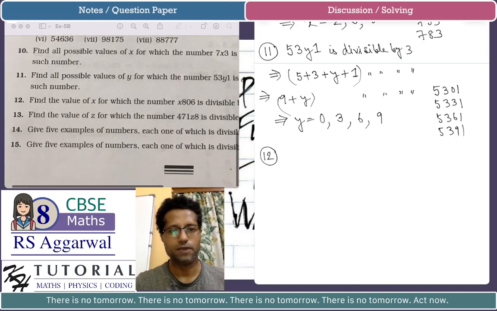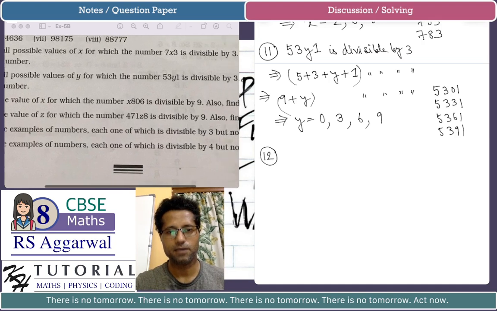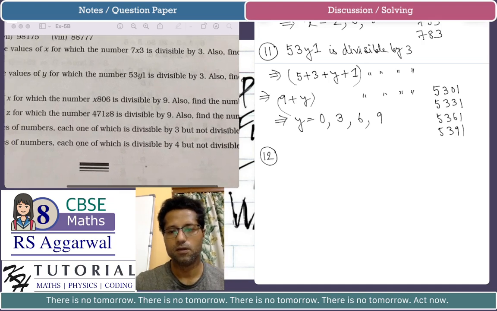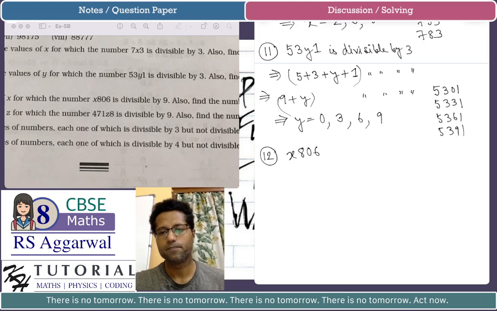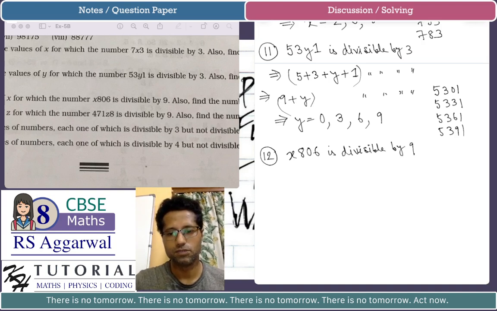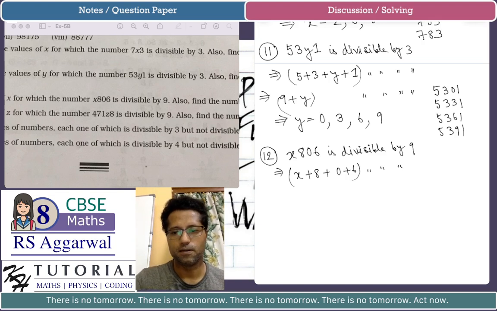Find the value of x for which the number x806 is divisible by 9. Also find the number. The given number is a 4-digit number x806. We have to find the digit x such that this number is divisible by 9. This will imply that the sum of the digits, that is x plus 8 plus 0 plus 6, is divisible by 9.